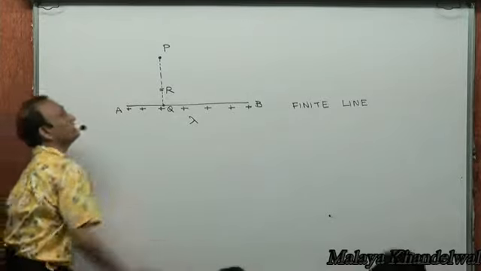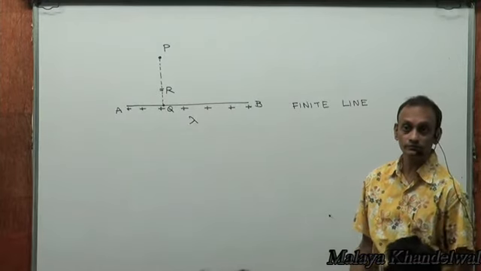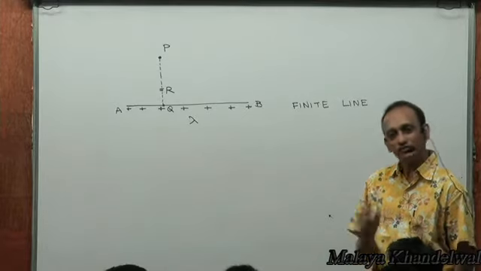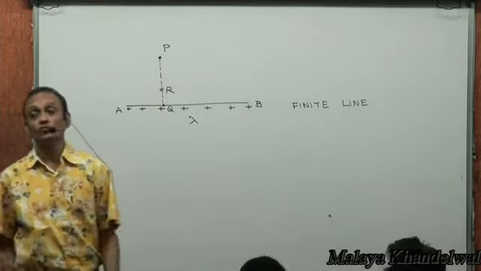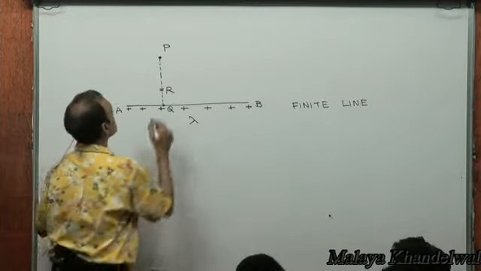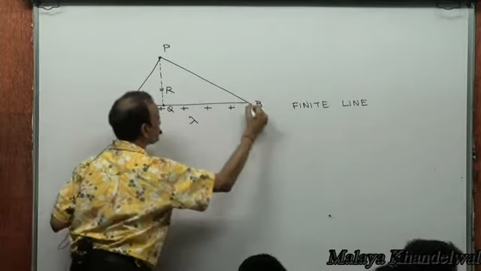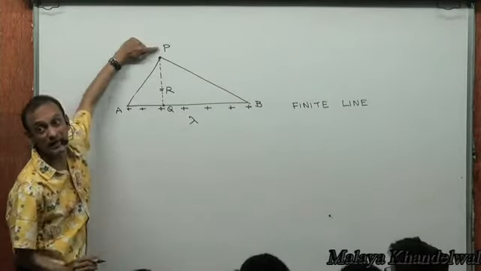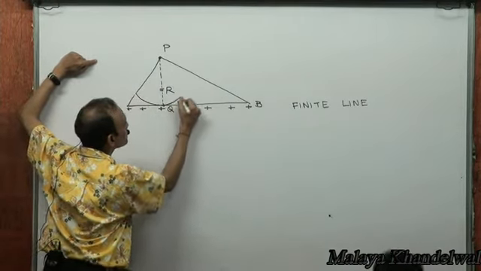Now, if I have to find the electric field at P, I'll tell you what. Give me a few minutes. No integration, nothing. All that you need to do is join P to A, join P to B, and draw an arc with center P and radius R. This is an arc with center P and radius R.